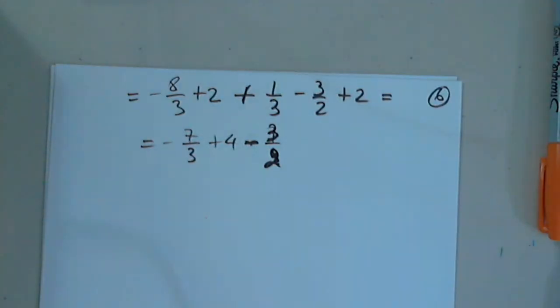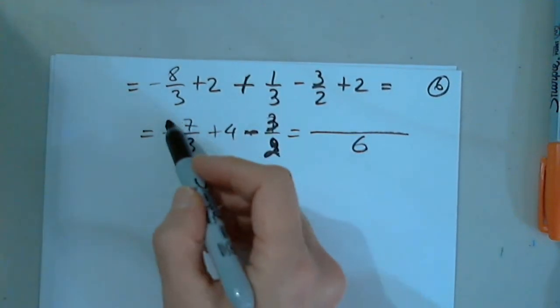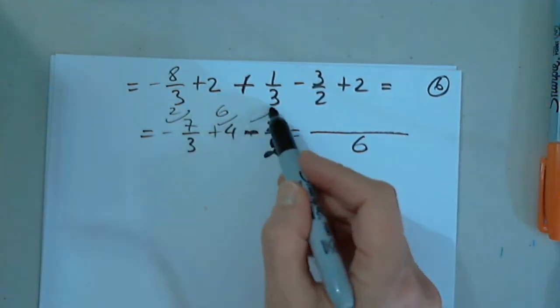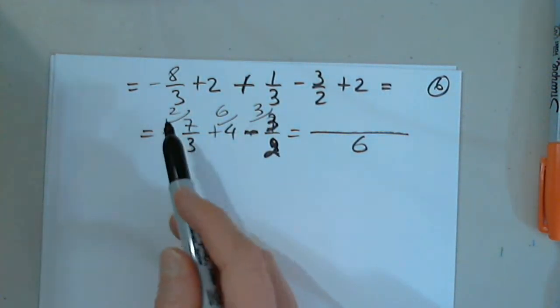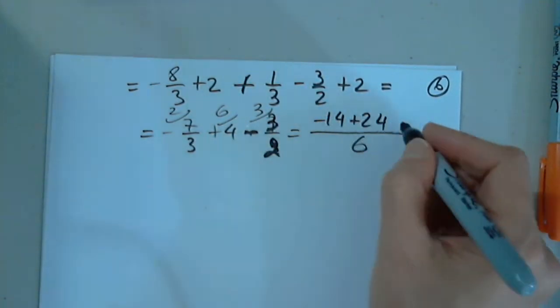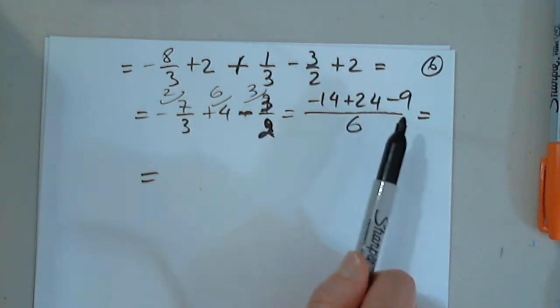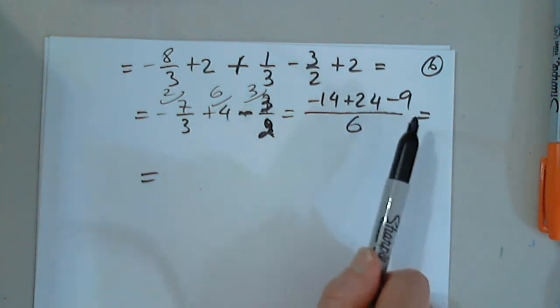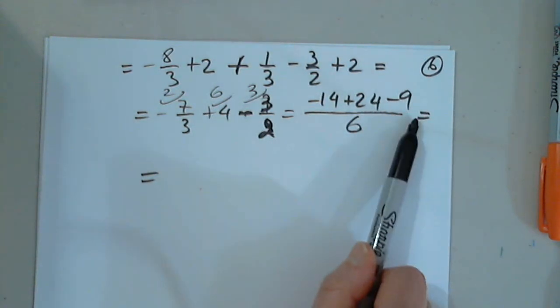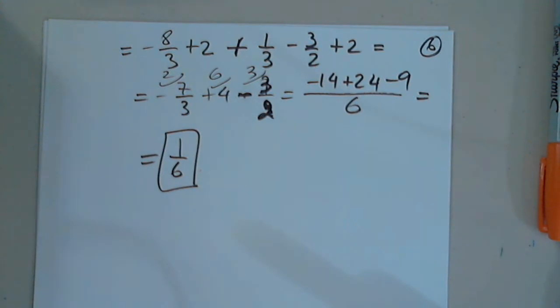Minus 3/2. Okay, the least common denominator is 6. So this one needs a 2, this one needs a 6, and this one needs a 3. Negative 14 plus 24 and minus 9. So negative 14 minus 9 is negative 23. 24 minus 23 is 1, 1/6. We expected it to be tiny.